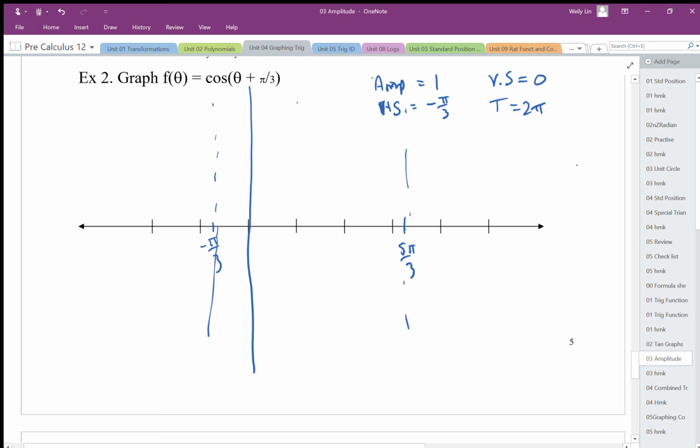So I need to have my middle and my quadrants. Okay, my vertical shift is 0, so there's my middle line. Okay, and then you need to try drawing it. So I'm going to get you guys to figure out those locations and then draw it in.